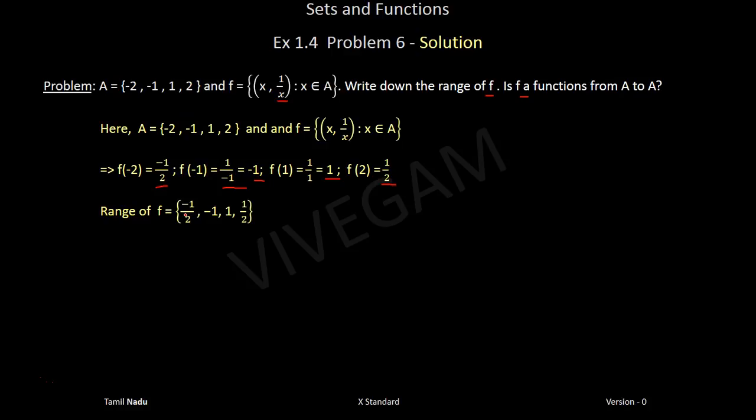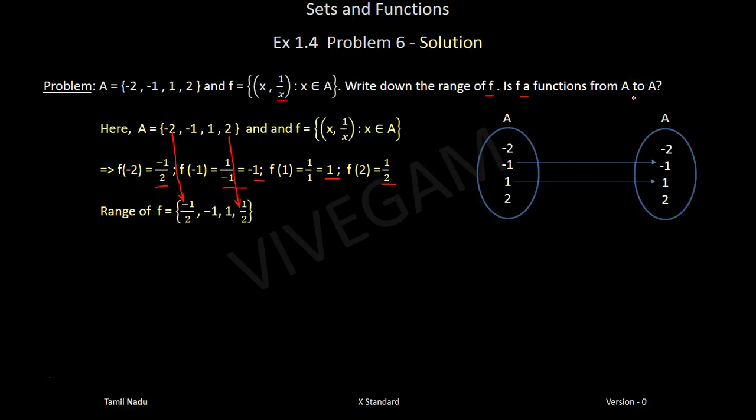Now the next part of the question: is it a function from A to A? A to A means the domain and the range will be the same. Okay, but if you see this, -1 and -1 is here, 1 and 1 is here, but 2 is different, and this 2 is half here and -2 is -half here. So you don't have any representation or equivalent for -2 and 2 here, right? So it is not a function from A to A.